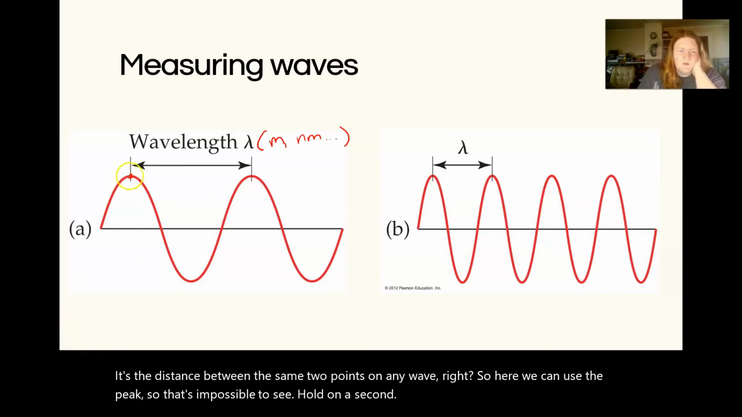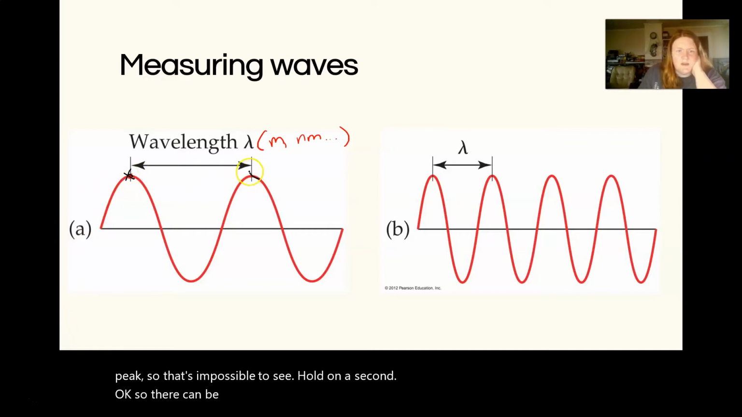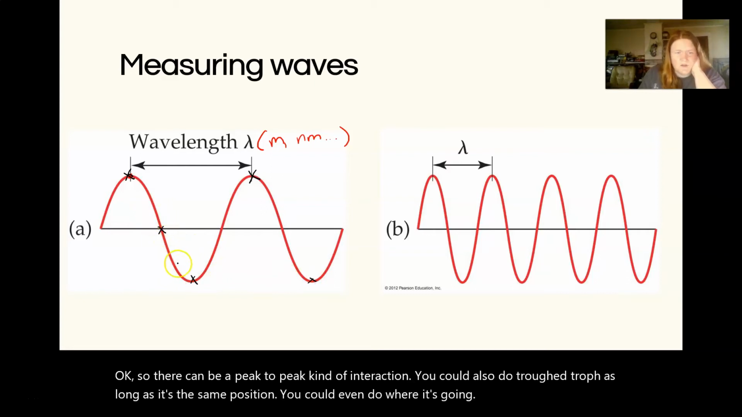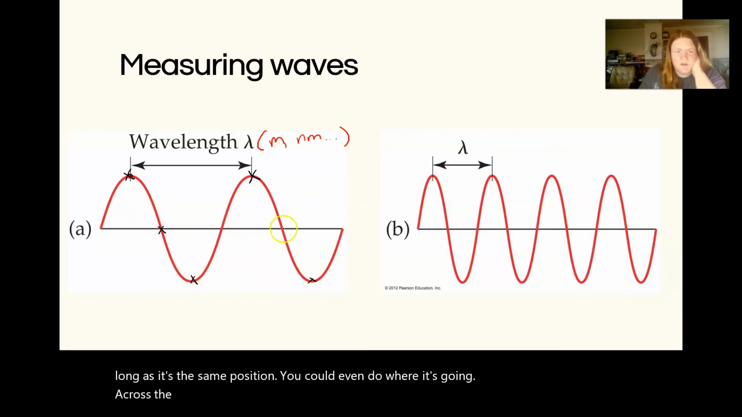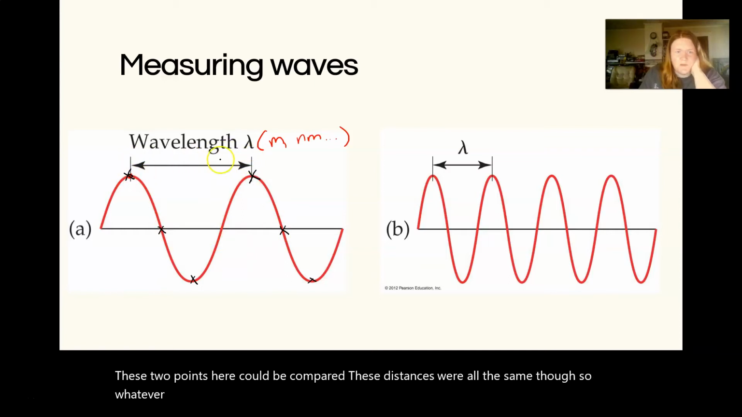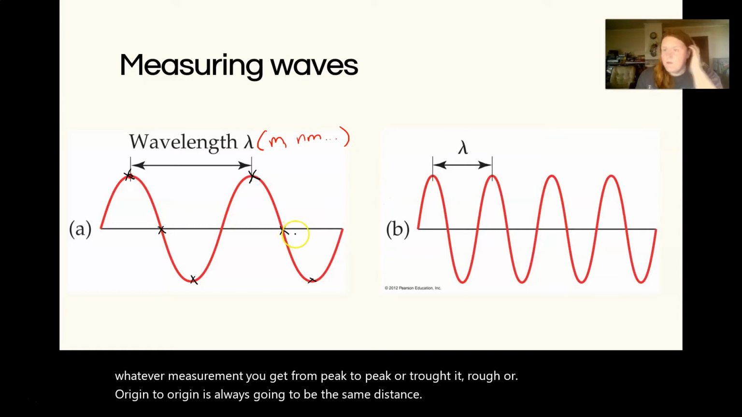Okay, so there can be a peak-to-peak kind of interaction. You could also do trough-to-trough, as long as it's the same position. You could even do where it's going across the origin in a downward direction, so that would be this point. These 2 points here could be compared. These distances are all the same, though, so whatever measurement you get from peak-to-peak or trough-to-trough or origin-to-origin is always going to be the same distance in any given wave.